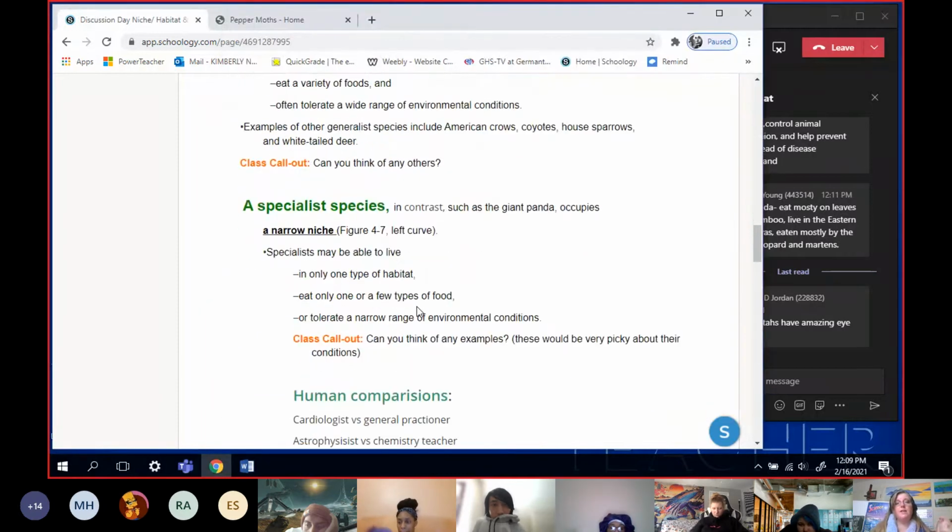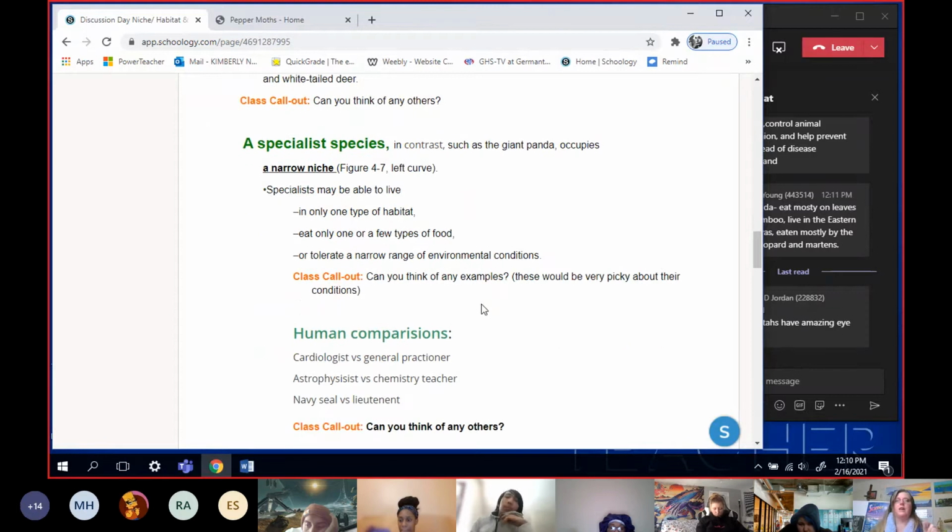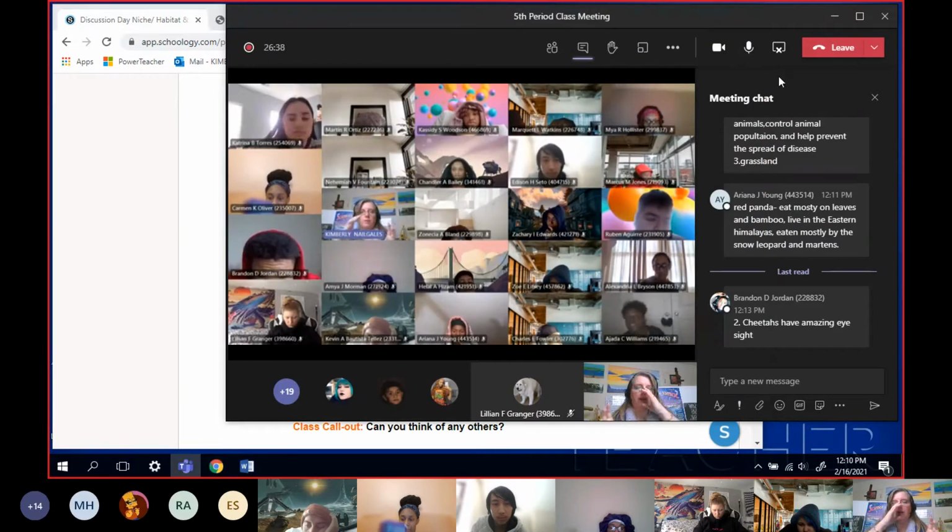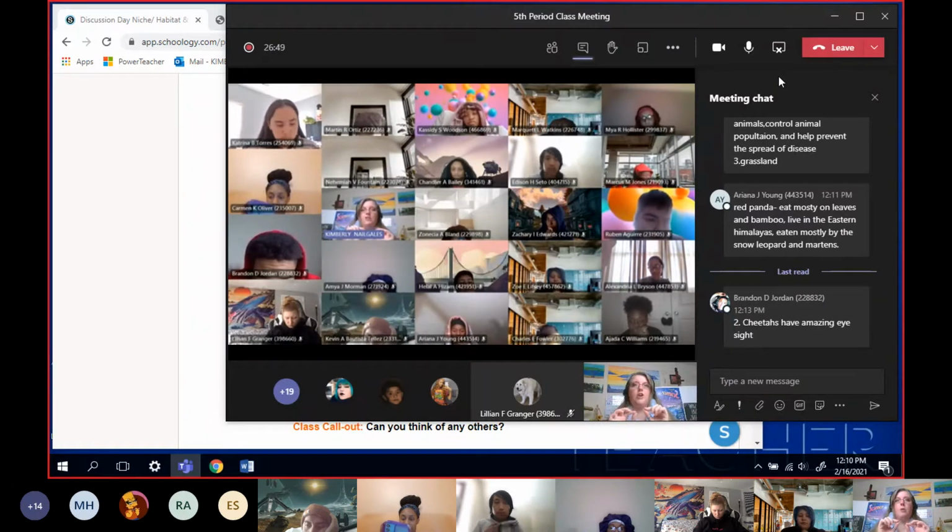Now, let's think of specialist species. They are crazy picky. They live in only one type of habitat, eat only a few types of food, and tolerate a certain number of conditions. If we use an example like flowers, some of you guys may not know what an orchid is. But an orchid is a flower that is so picky and so particular.